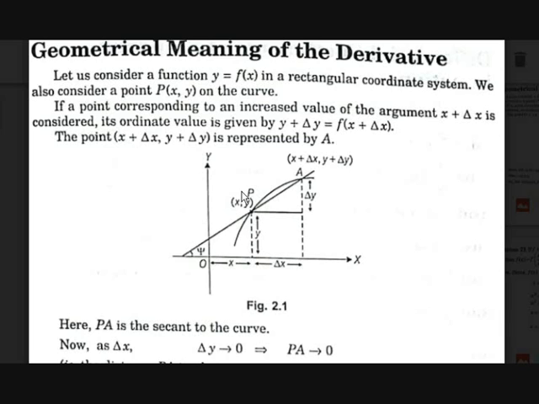Geometrical meaning of a derivative. Let us consider there is a function y is equal to f of x, as you can see in figure 2.1 here. And we determine that in a rectangular coordinate system. What is a rectangular coordinate system? That is our basic coordinate system we are using now. It means it has rectangular coordinates.